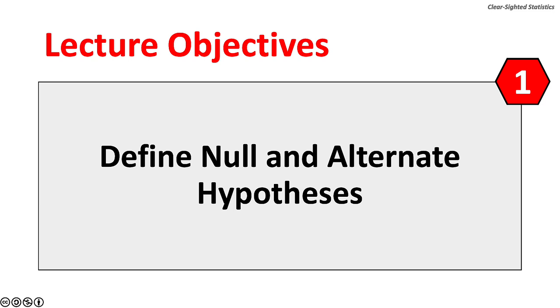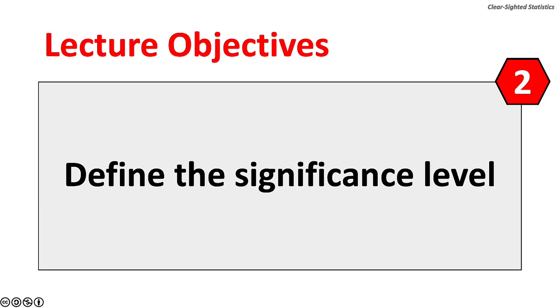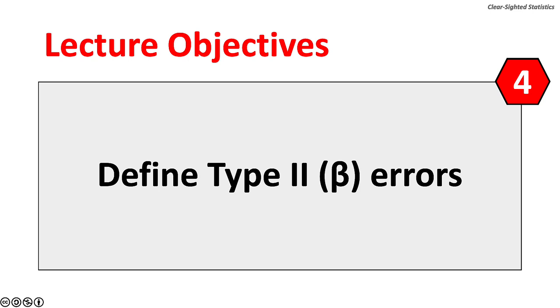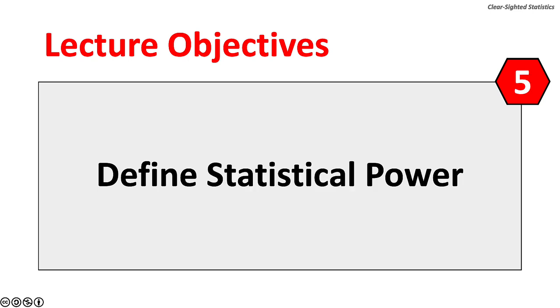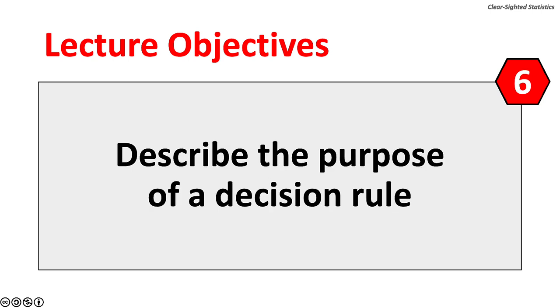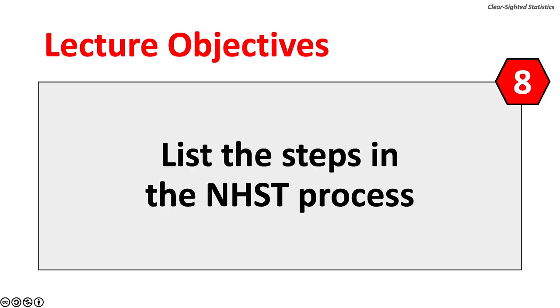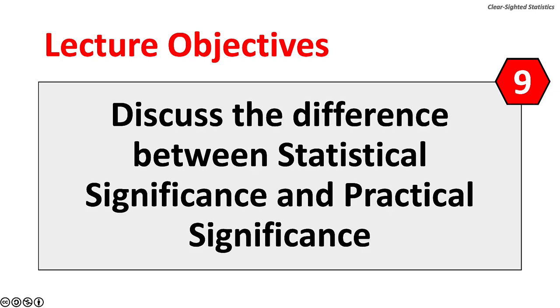This lecture has 9 objectives. 1. Define null and alternate hypotheses. 2. Define the significance level. 3. Define type 1 or alpha errors. 4. Define type 2 or beta errors. 5. Define statistical power. 6. Describe the purpose of a decision rule. 7. Define the frequently misunderstood concept of p-values. 8. List the steps in null hypothesis significance testing. 9. Discuss the difference between statistical significance and practical significance.